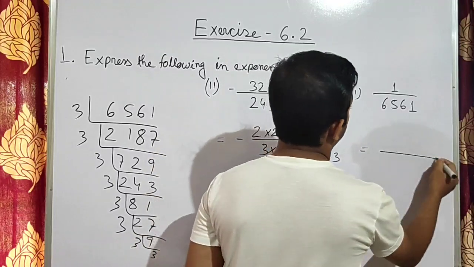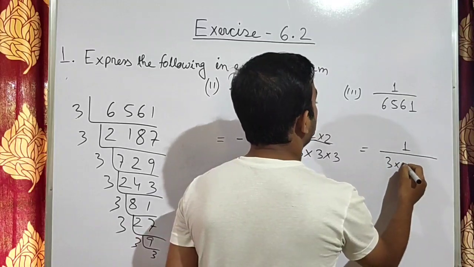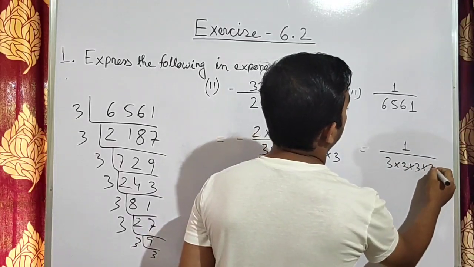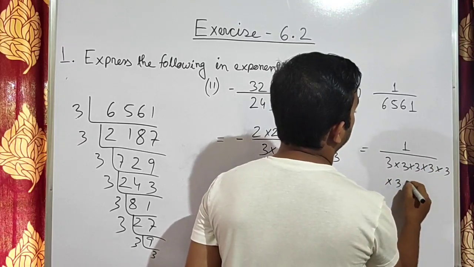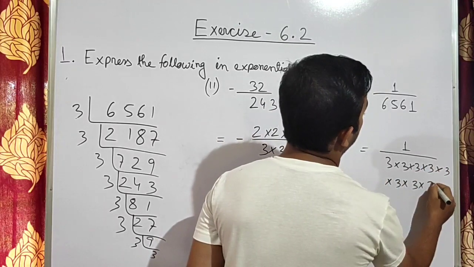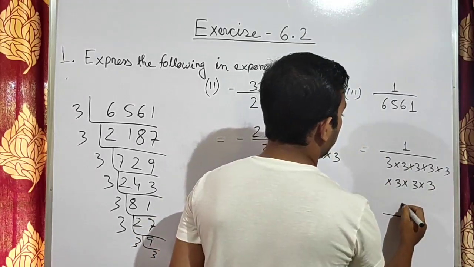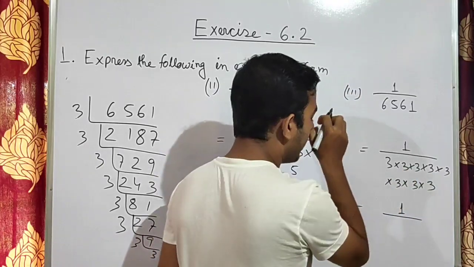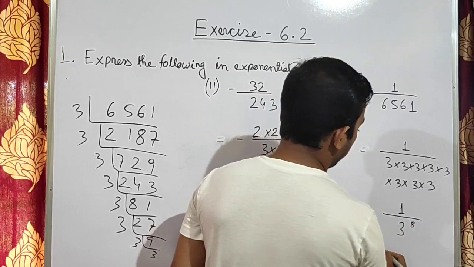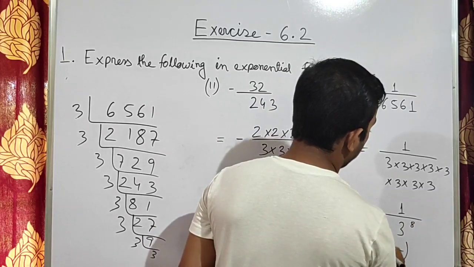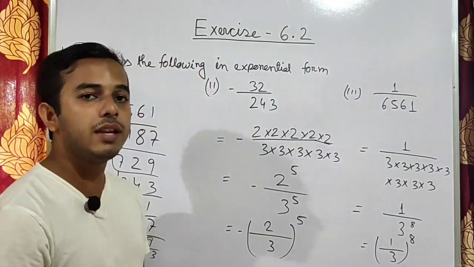So can we write like this? 3 into 3 into 3 into 3. 1, 2, 3, 4, 5, 6, 7, 8. Clear? So here in the numerator no need to do anything. In the denominator which number is multiplied? 3. How many times? 8 times. So if we take common 1 by 3 to the power 8, we can write 1 to the power 8, which means what? 1. Clear? Okay.